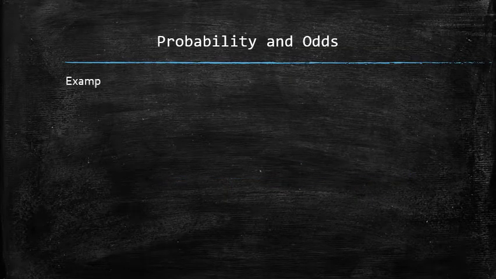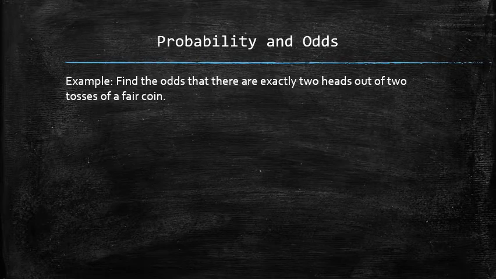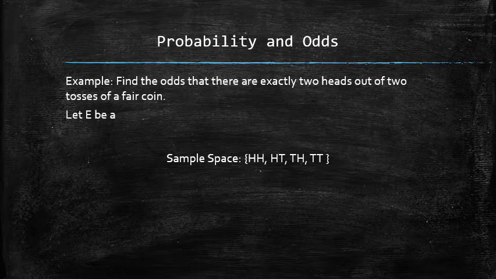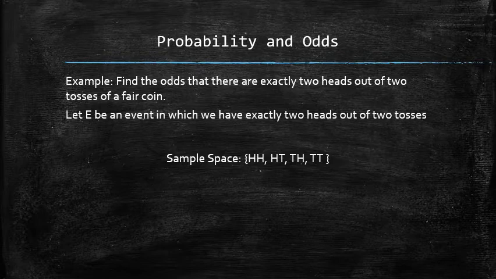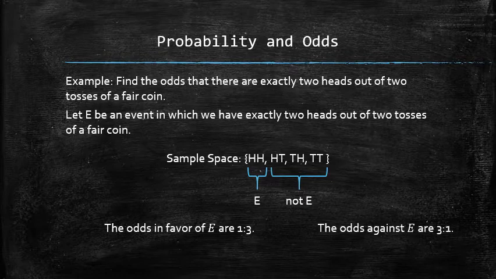For example, let's find the odds that there are exactly 2 heads out of 2 tosses of a fair coin. In our experiment of tossing a coin 2 times, the sample space is the following. Let E be an event in which we have exactly 2 heads out of 2 tosses of a fair coin. Only one outcome makes up the event E, and the remaining 3 are not E. We say the odds in favor of E are 1 to 3, and the odds against E are 3 to 1.